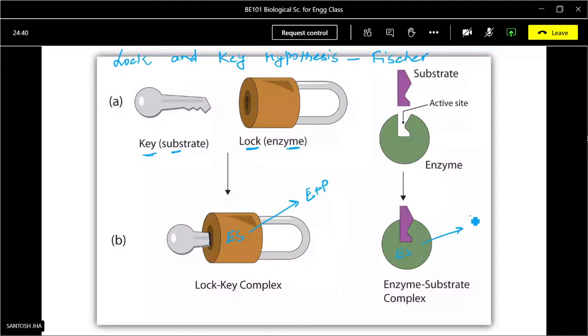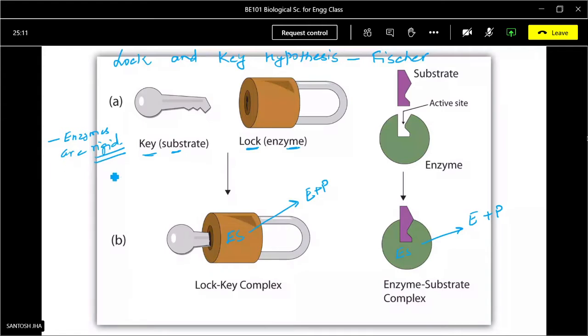And after this formation, it may get converted into free enzyme and product molecules. According to this hypothesis, one important thing is that the enzymes were considered as rigid molecules, but later on it was found out that the enzymes are flexible molecules.